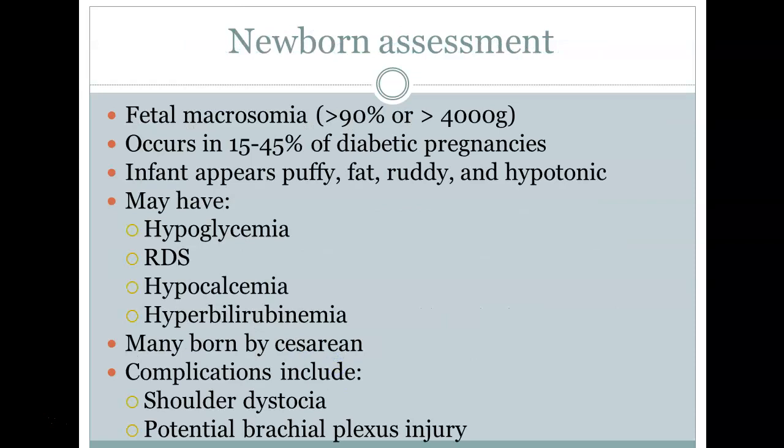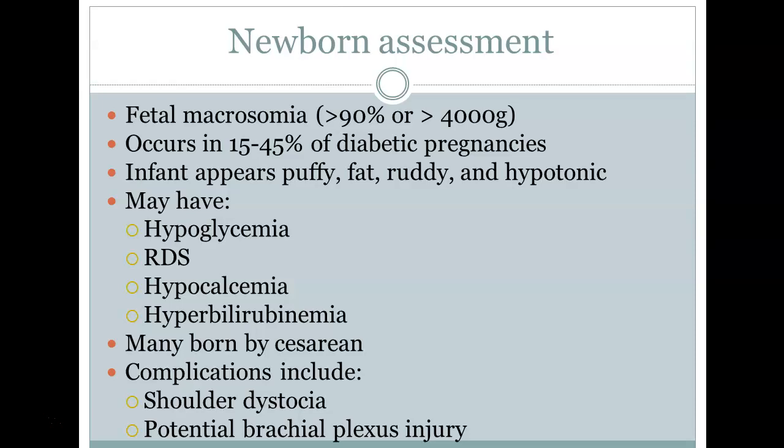So in the newborn assessment, oftentimes they are macrosomic as a result of the amount of glucose they're receiving in utero. So they're usually over the 90th percentile, that LGA range, or over 4,000 grams. It occurs in about 15 to 45% of diabetic pregnancies. The infant can often appear puffy, or what we call fat or ruddy, or hypotonic. They may also have hypoglycemia, respiratory distress syndrome, hypocalcemia, and hyperbilirubinemia.